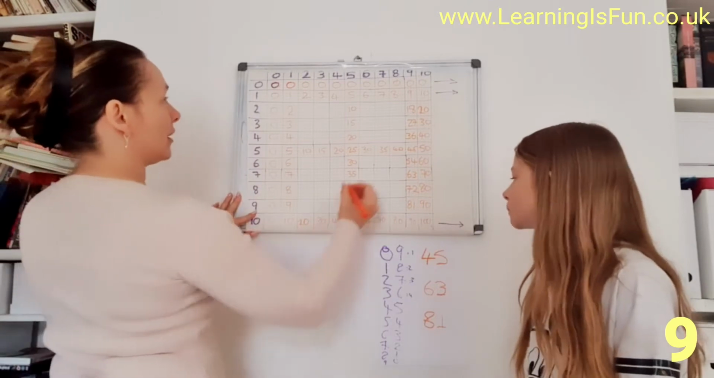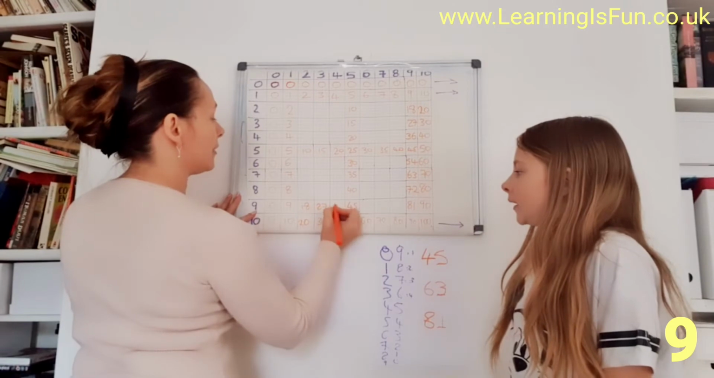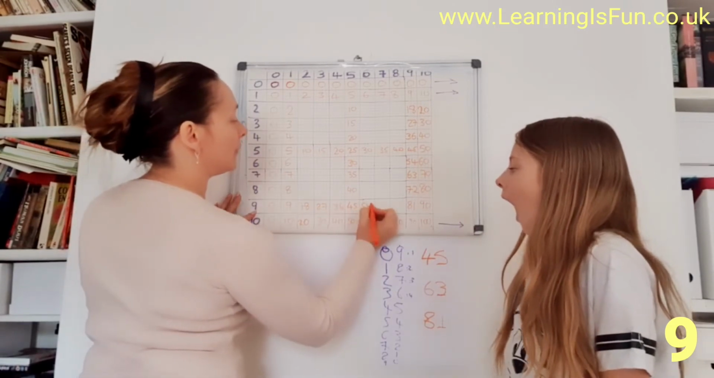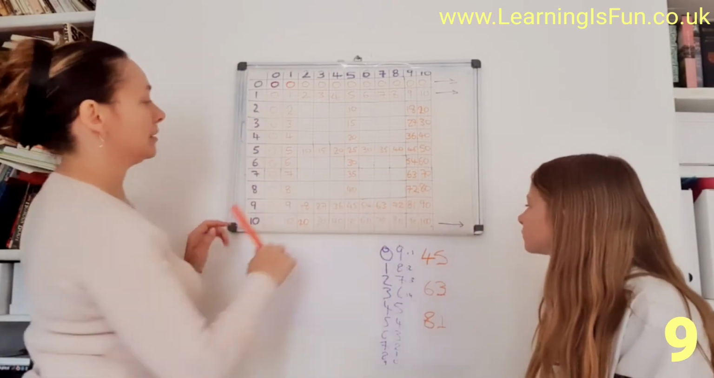So there you go for those, and we'll write those across here as well. 9, 18, 27, 36, 45, 54, 63, 72, 81 and 90.